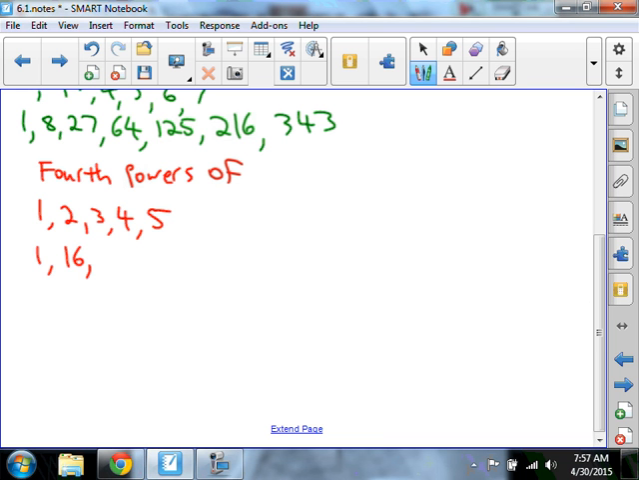And 3 squared squared is 9 squared, or 81. And 4 squared squared is 16 squared, which we should know is 256. And 5 squared squared is 25 squared, which is 625. Okay.